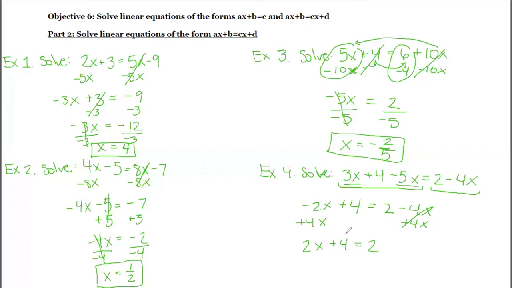This +4 that I need to get rid of, I'm going to do it by subtracting 4. So we have 2x equals -2. 2 minus 4 is -2. And this 2 is being multiplied by this x. So I'm going to divide both sides by 2. So 2 divided by 2 is x. And -2 divided by 2 is -1.